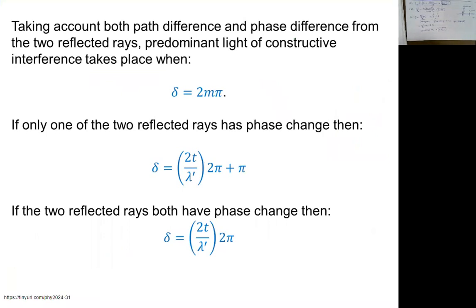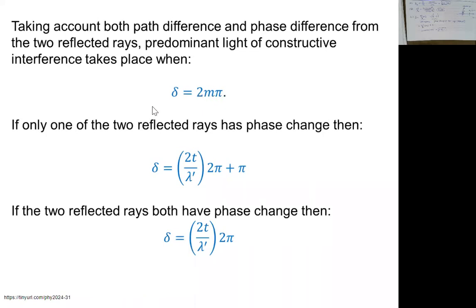So taking into account both the path difference and phase differences, we can take a look at the constructive interference condition and also the destructive interference condition. Let's take a look at constructive interference here. For constructive interference, the condition is that the phase difference is equal to multiples of 2 pi.